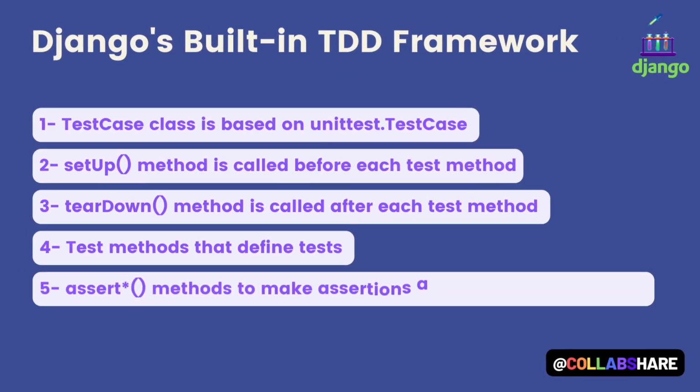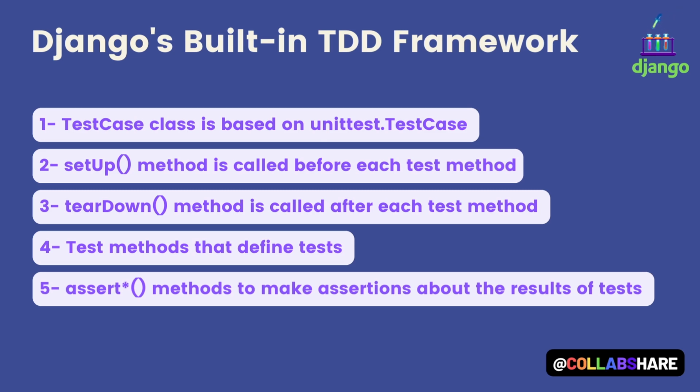When practicing test-driven development in Django, developers typically create a suite of tests that exercise various aspects of their application's functionality. These tests are often organized into classes and methods using Django's built-in testing framework. The test case class in Django's testing framework is based on the unittest.TestCase class, which is part of Python's built-in unittest module. Here are some example classes and methods that might be used in a Django TDD workflow.